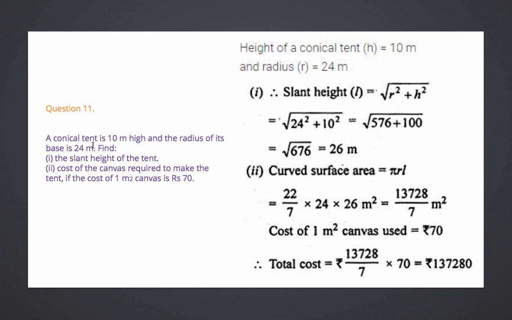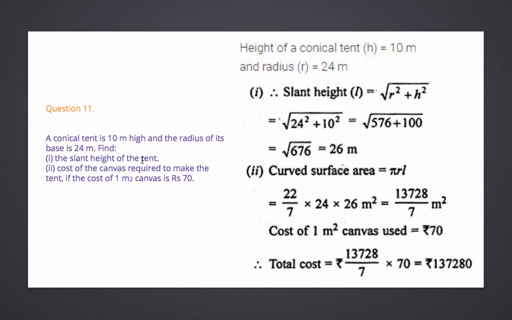A conical tent is 10 meter high and the radius of its base is 24 meter. How much is the height? 10 meter. How much is the base? 24 meter. Base is 24 meter, base radius. The radius is given as 24 meter. So, see here, radius is 24, height h is 10 meter. Question says, find the slant height.